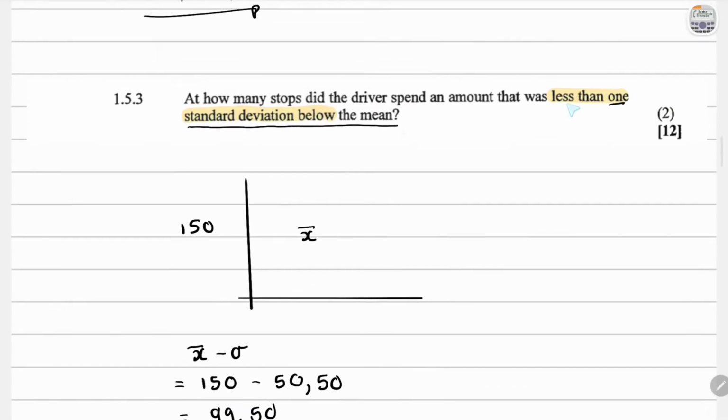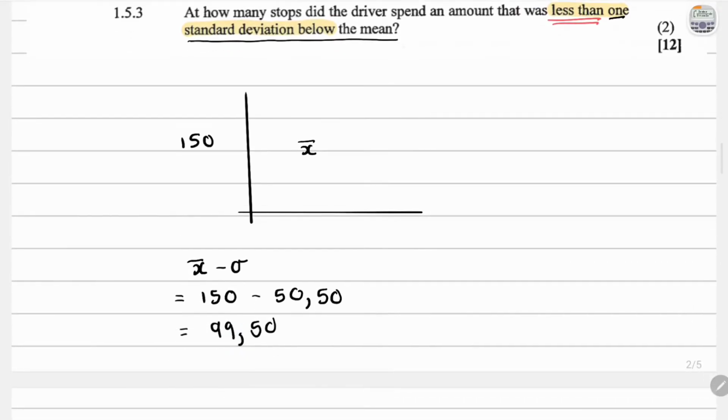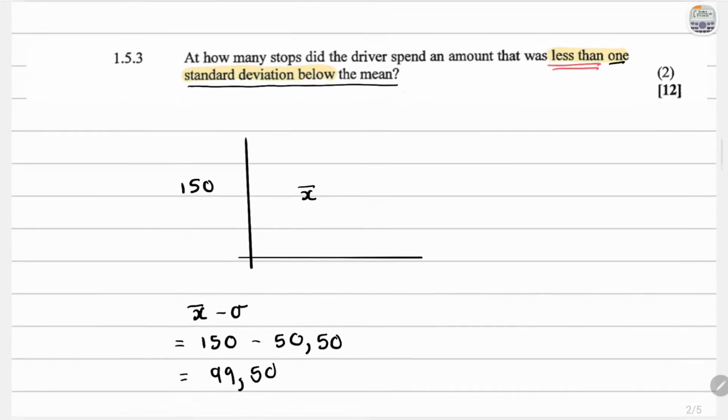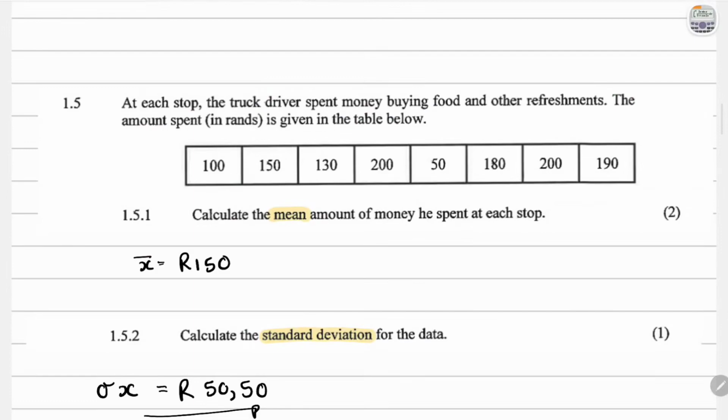We need to look for values that are less than this. So in our values, we're really just going to look for values that are less than 99.50. On a graph, you're looking for exactly 1 standard deviation away from the mean, and you're looking for all the data points that lie below here, which means the driver would have spent a pretty low amount, which could be a good thing, because it means you spent less on those days. But they probably wouldn't be a lot. Let's see how many that would be. That would be the ones less than 99.50.